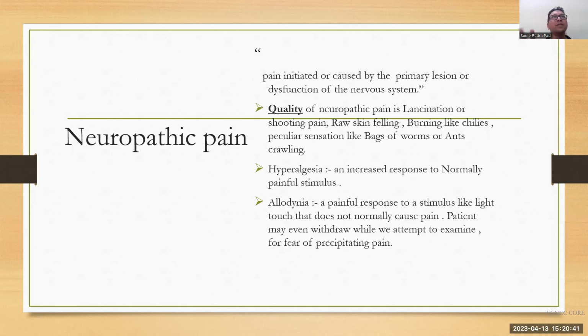Hyperalgesia is when something is a little painful, like putting in a cannula. It's a painful procedure, but if, because of putting in a cannula, the patient cries for 2 hours, that's not normal. It's hyperalgesia.